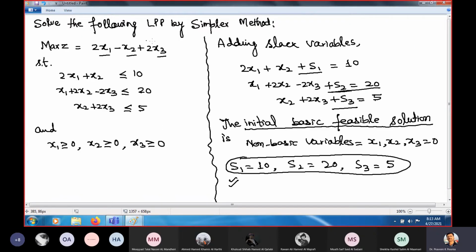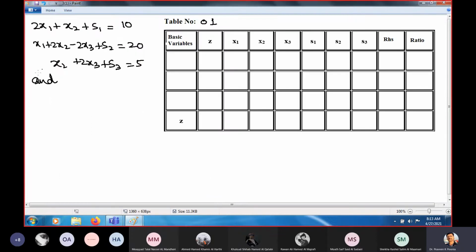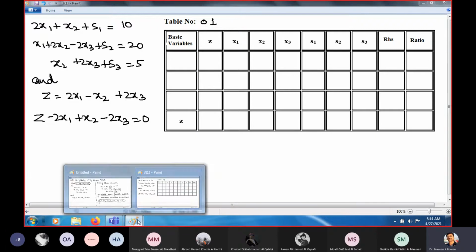And one more equation we will get. How will we get one more equation? We will get it with the help of z. What is z equal to? Z is equal to 2x1 minus x2 plus 2x3. Shift everything to the left. Z plus 2x1 will be minus 2x1, minus x2 will be plus x2, plus 2x3 will be minus 2x3, is equal to 0. After getting it, you need to write the solution. You need to make the table.